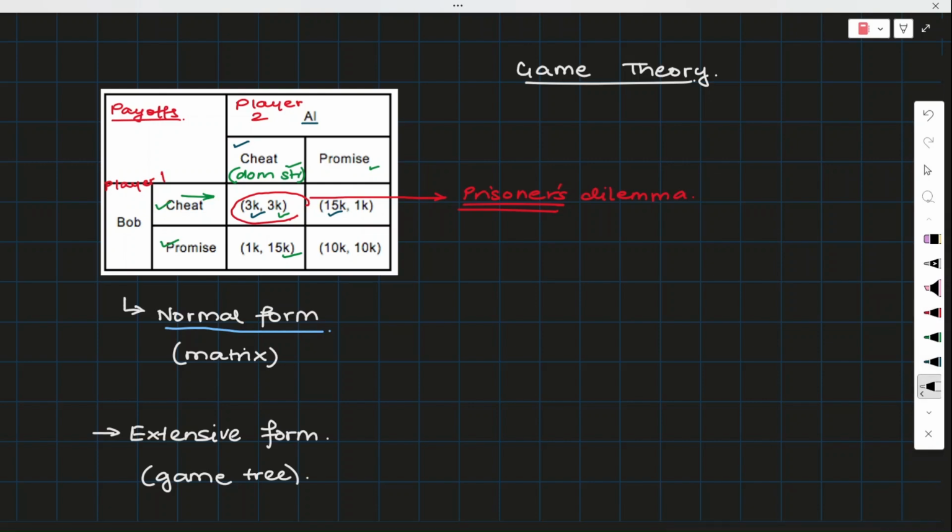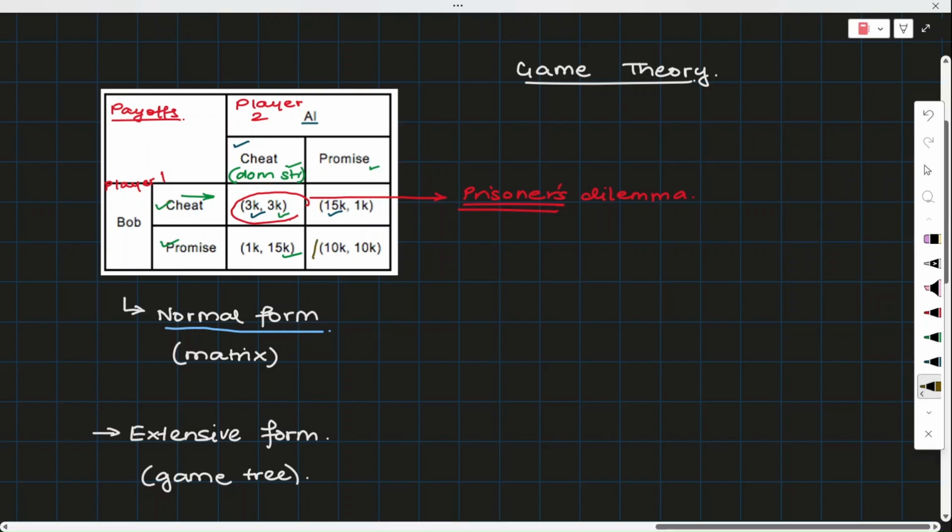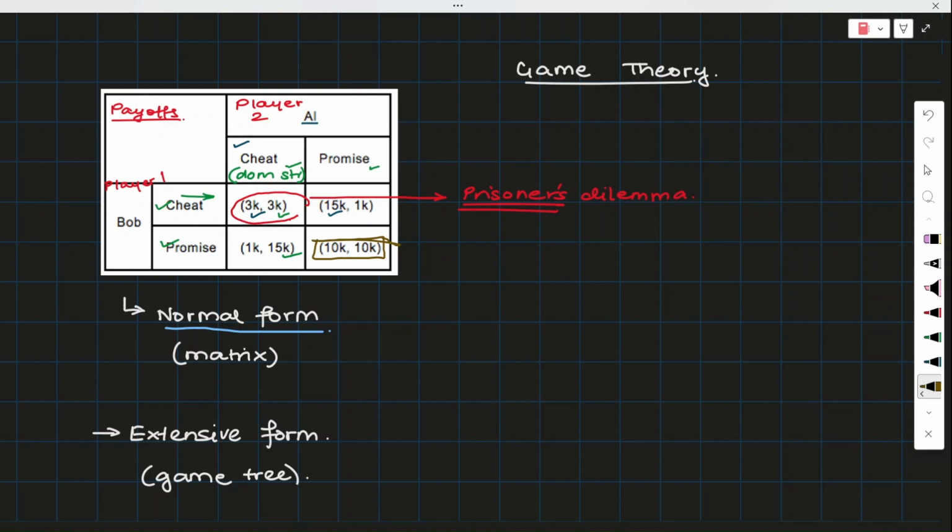Can you identify that the best particular situation in this game is actually 10k, 10k? 10k is, if not the highest, it's still higher than 1k or 3k at least, right? If they had both promised, they would have received 10k for both of the individuals, but what they do is they end up cheating, right?